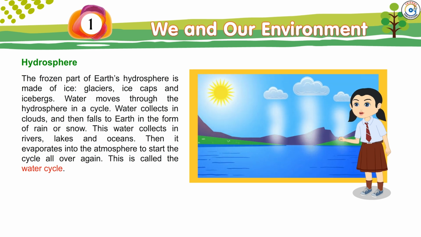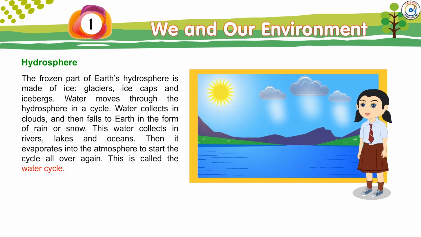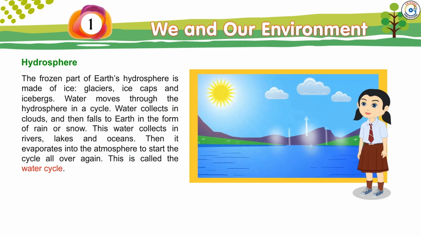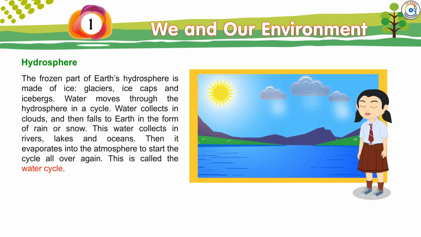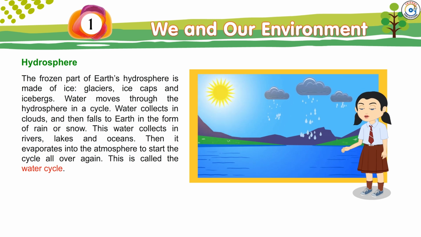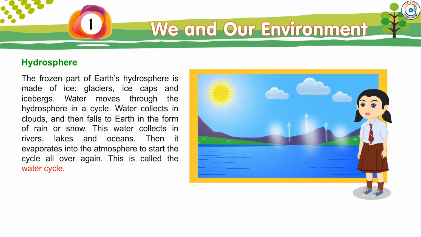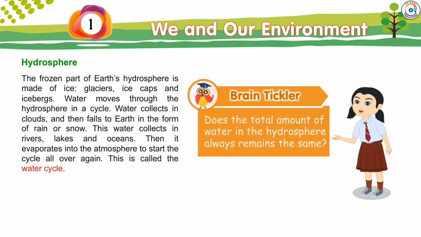Water moves through the hydrosphere in a cycle. Water collects in clouds and then falls to Earth in the form of rain or snow. This water collects in rivers, lakes and oceans. Then it evaporates into the atmosphere to start the cycle all over again. This is called the water cycle.